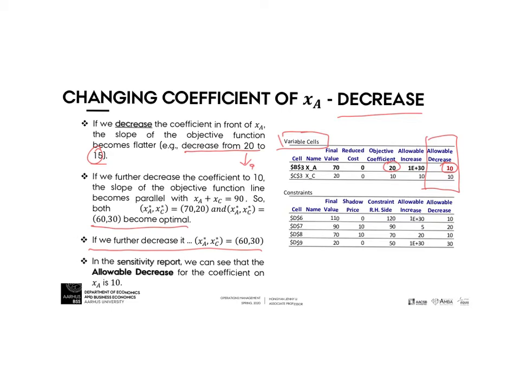In this case, when xa's coefficient goes from 20 to 10, you may have two solutions, 70, 20 and 60, 30. Basically, the iso-profit line of the objective function is parallel to the boundary of the feasible region. That's why we got two solutions. Actually, all the solutions on the boundary line are optimal. So you reach multiple optimal solutions.